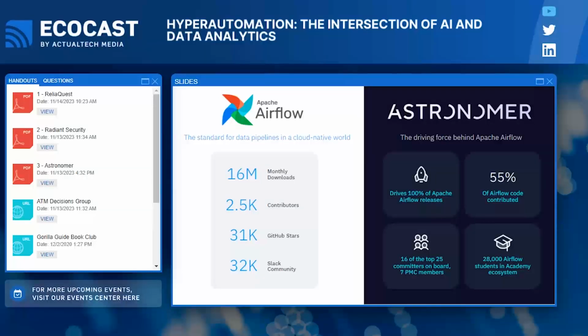And so where Astronomer comes into Airflow is we are really the driving force behind Apache Airflow. So around 2017, we staked our ground as we are going to be the private stewards of the open source project. And so we drive 100% of Apache Airflow releases. We've contributed over half of the current Airflow code. We have 16 of the top committers on our staff or board. And today, I think we're at over 30,000 Airflow students trained in our academy. And that's purely an open source Airflow academy, trying to educate people around Airflow as the open source stewards.